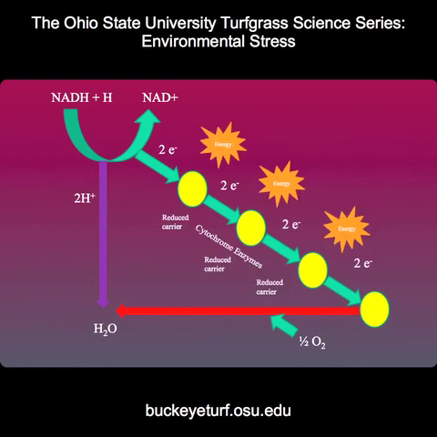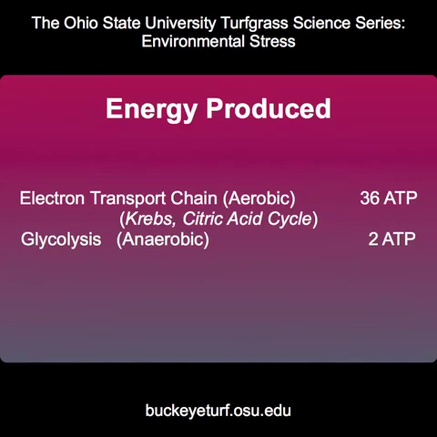This figure summarizes the process that we just watched. The net effect is that 36 ATP molecules are produced that provide energy to the plant, in this case roots, to grow and function in water and nutrient absorption. Given that oxygen is involved, we term this aerobic respiration. There is a second energy-producing pathway called glycolysis, which is an anaerobic reaction not requiring oxygen. As you can see, glycolysis produces 2 ATP in relation to the 36 by aerobic respiration.